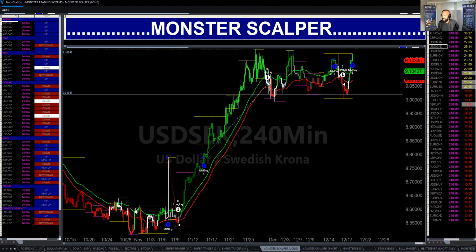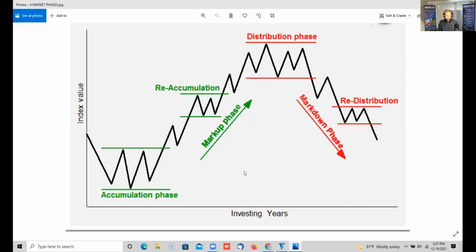Take a picture of this chart also, guys, for the new folks. Do you guys see this screen right now? Take a picture of this, the markup phase, that's the reaccumulation. You see that? Yeah, we see it. Okay, perfect. Take a picture of that.